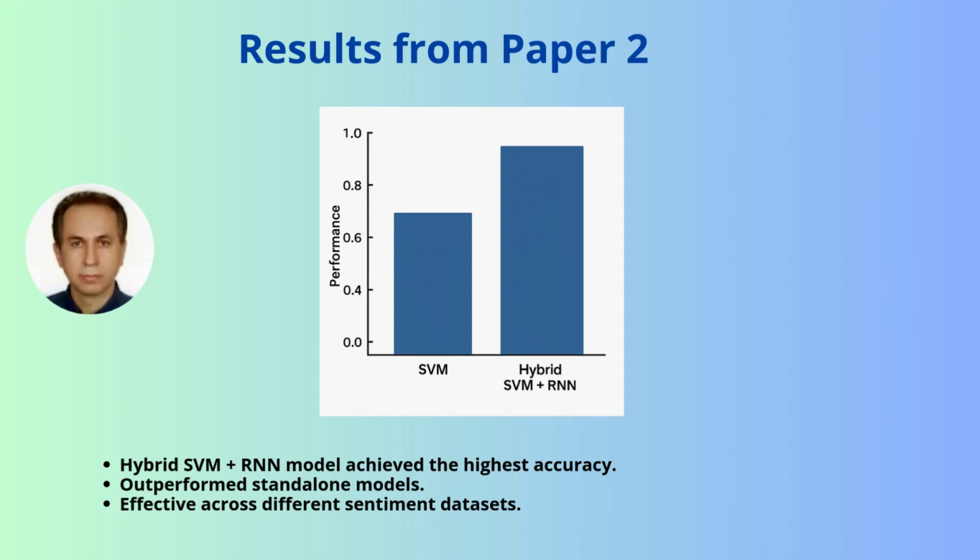The results show that the hybrid SVM plus RNN model achieved the highest accuracy compared to using either model alone. It was tested on multiple sentiment datasets and performed consistently well.